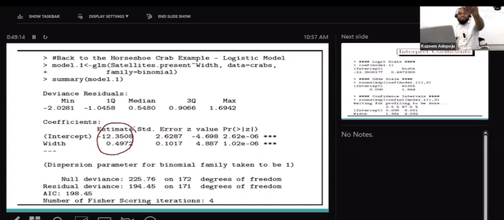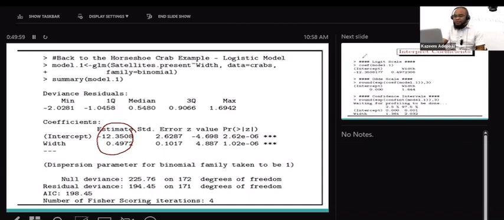Now, I wanted to take note of this. What do we call the estimate? Minus 12.3508 and 0.4972. We don't call them estimates. Do you know what we call them? We call them log odds estimates. They are not just estimates. What did I say we call them? Log odds estimates. Minus 12.3508 and 0.4972 are log odds estimates.